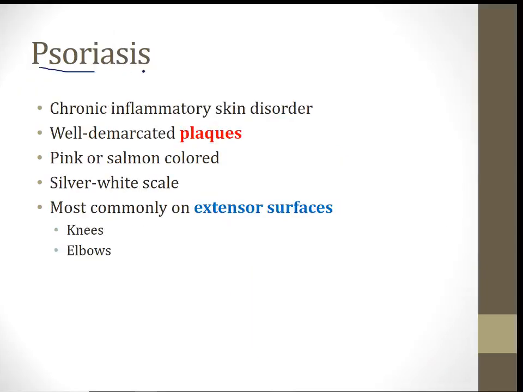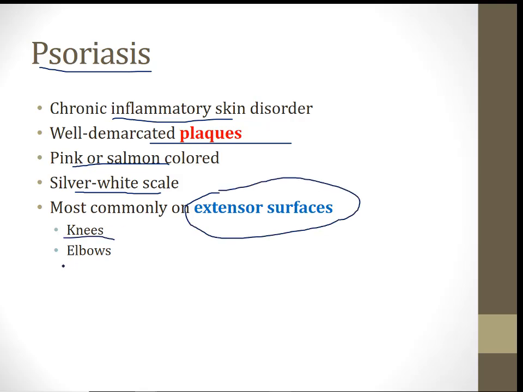Moving on, let's talk about psoriasis. This is a chronic inflammatory skin disorder in which patients develop well-demarcated plaques that are usually pink or salmon colored with a silver-white scale. I'll show you a picture of some of these in a minute. And most commonly, the plaques develop on the extensor surfaces of the knees and the elbows, which basically means on the front of your knees or on the outside of the arm on the elbows.